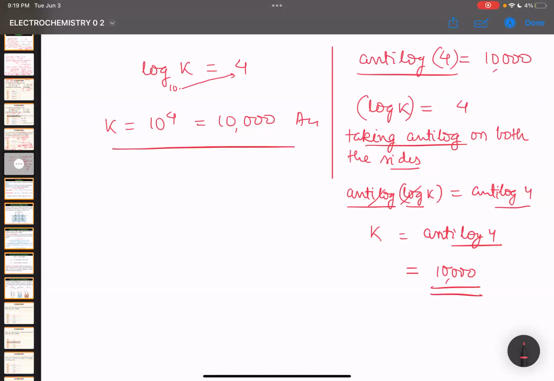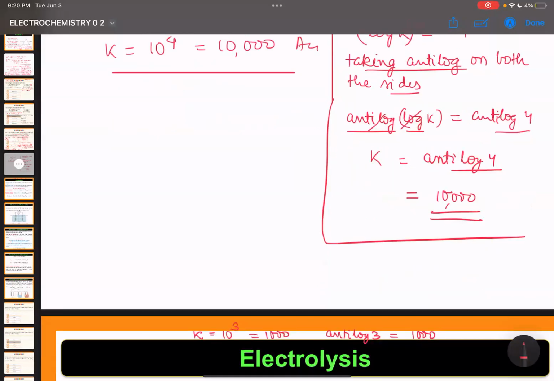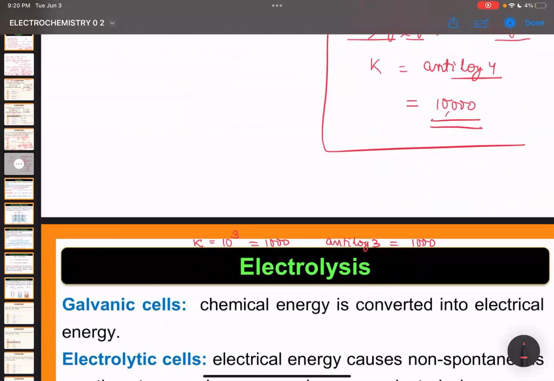Either you will follow this. If they have given you the value of antilog, do it in this way. Aisha, is it clear? Yes, sir. Okay, they will provide you the value in the question. So don't worry about it. Right.